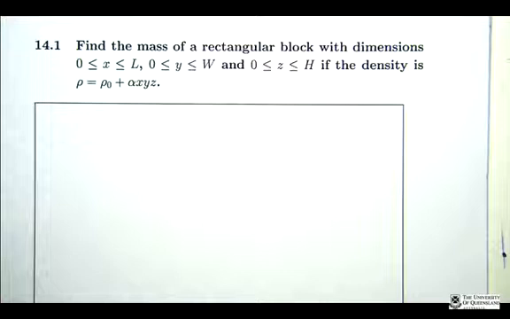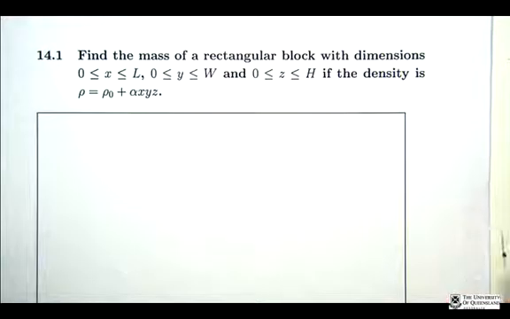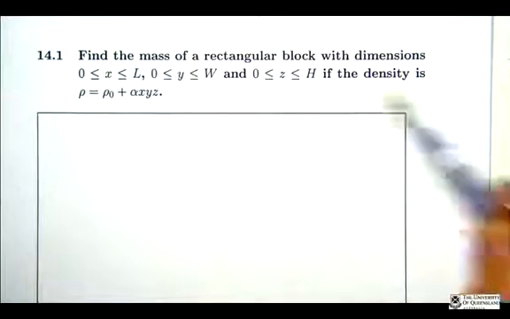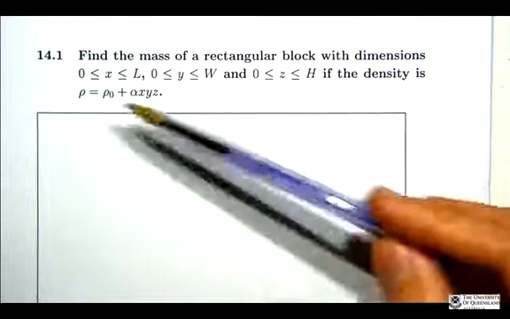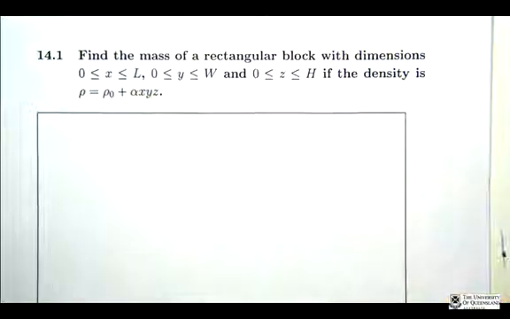So, on page 93, we've got this example that says, find the mass of a rectangular block with these dimensions if the density is given by this function here. So rho naught and alpha are just taken to be constants in this case. But before we look at the example, I just want to elaborate upon the definition of the triple integral that I gave earlier on the previous page.